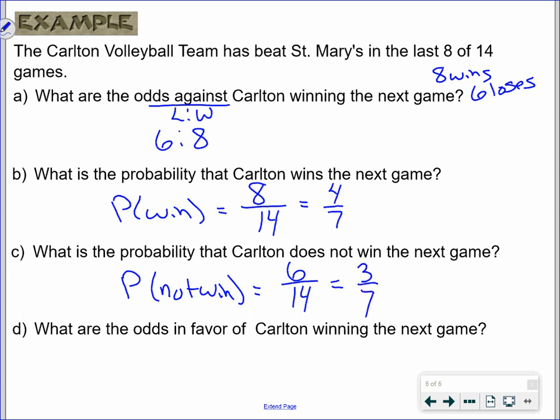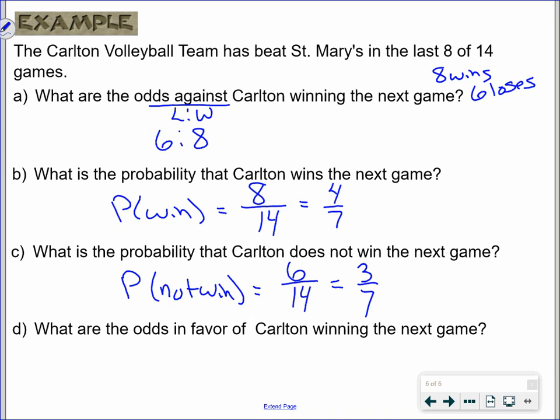So remember that probability, we want to see the fraction, and the denominator is the total number of games played. For the odds, we just want a comparison, so we don't want the fraction, and we don't see the total.